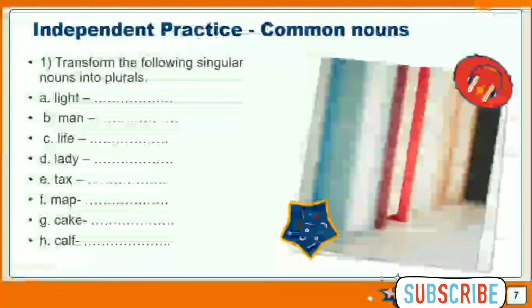Transform the following singular nouns into plural. Light, man, life, lady, tax, map, cake, calf.